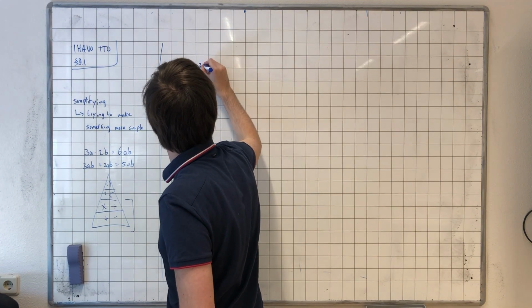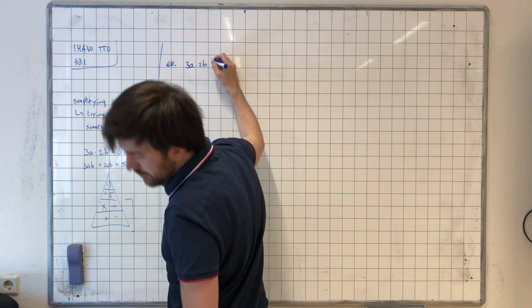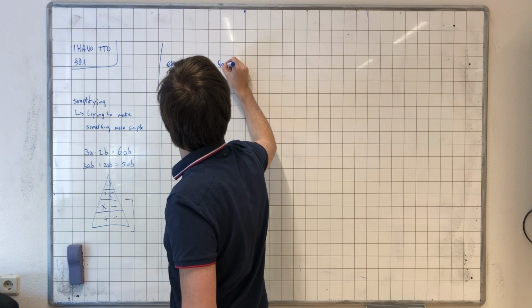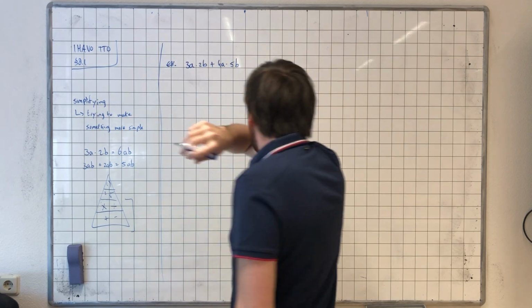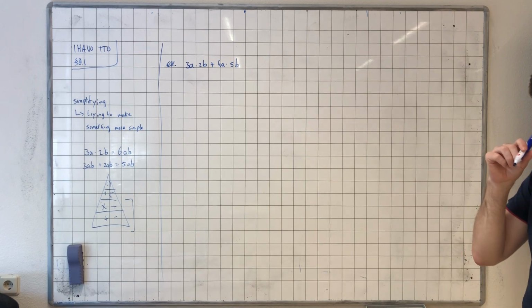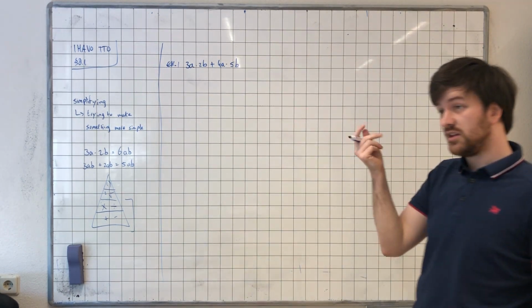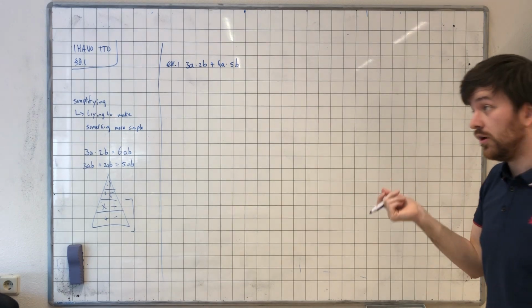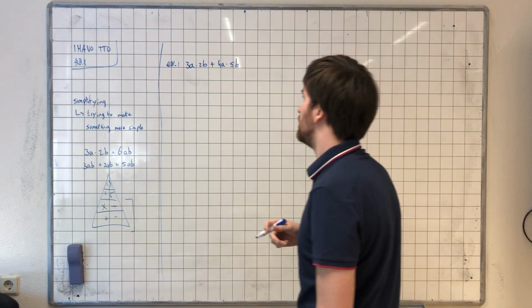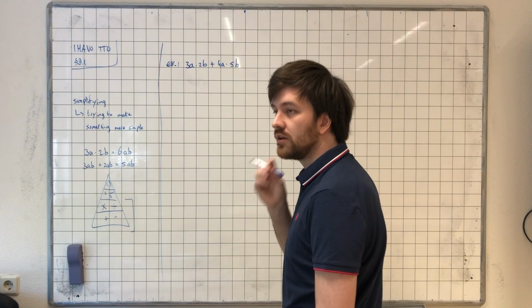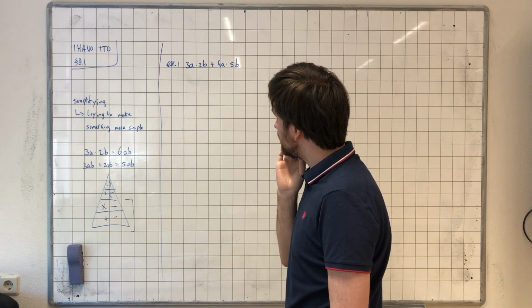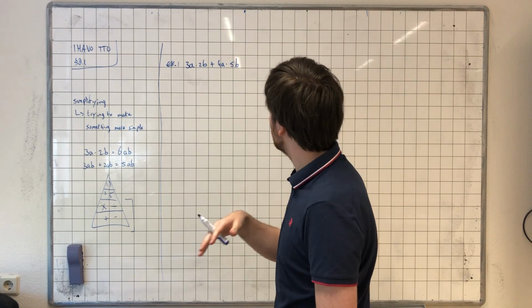So example 1, what did I come up with? 3a times 2b plus 4a times 5b. Maybe you can already do this one yourself. If so, then pause the video and try and do it, and then you can check it. If you didn't pause it and you would just like to listen to me, is there anyone in your class who does? I don't think so actually, so let's just ignore that.